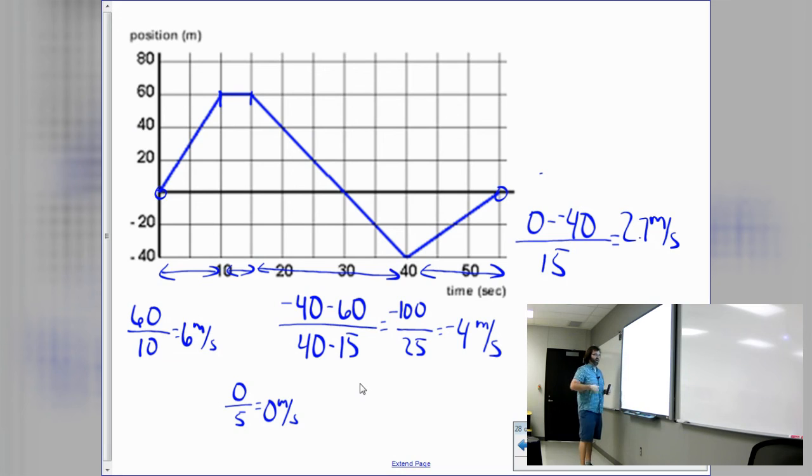So again, the positive and negative really just means direction. Each one of those individual portions would tell me a little bit more about the individual motions, even though the average velocity over that whole entire trip was 0 meters per second. Okay.